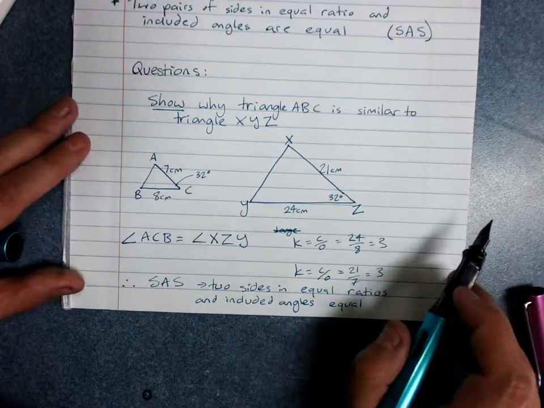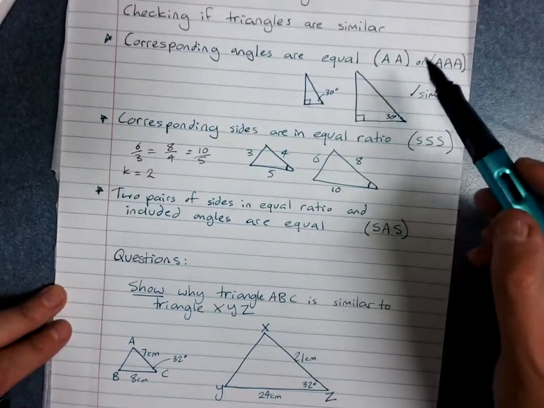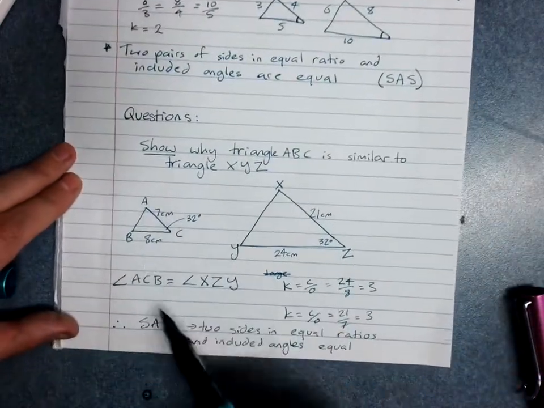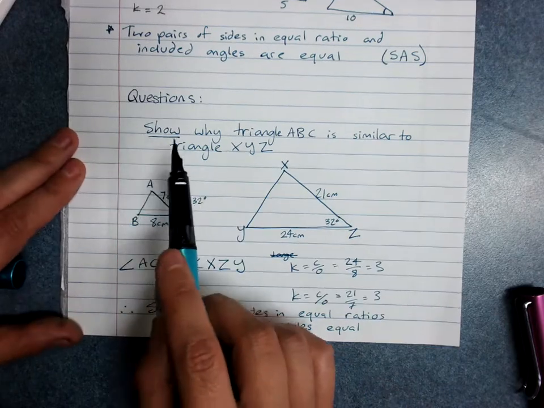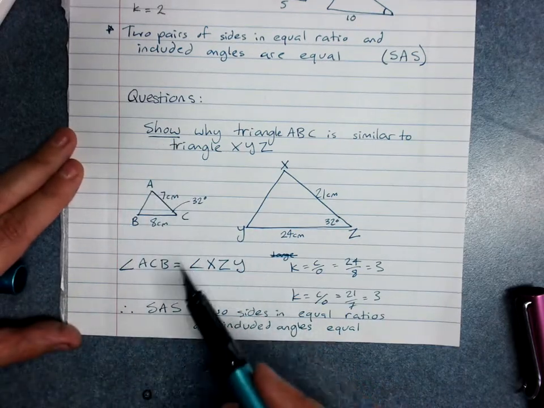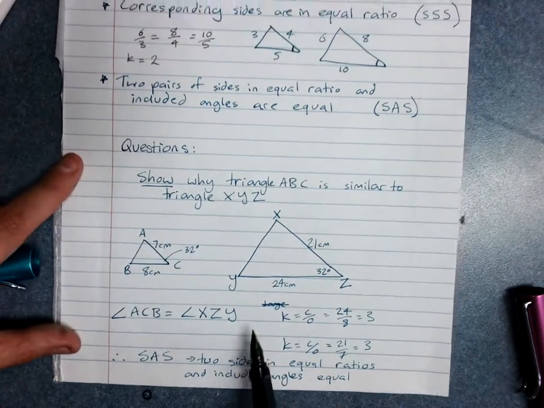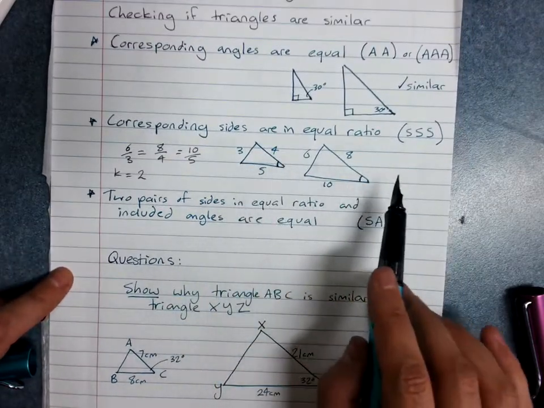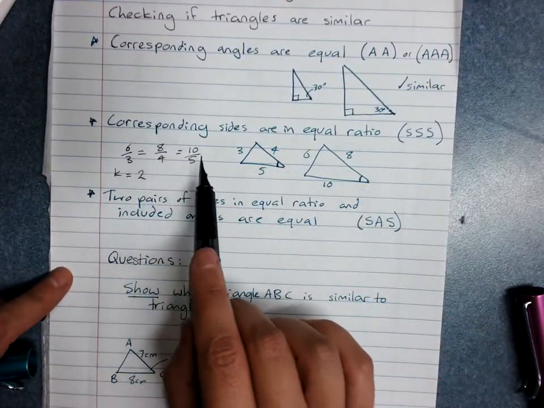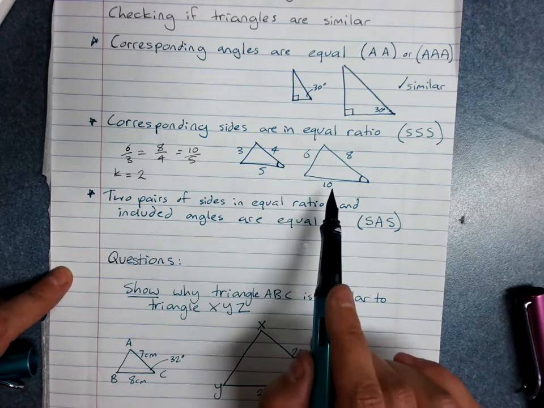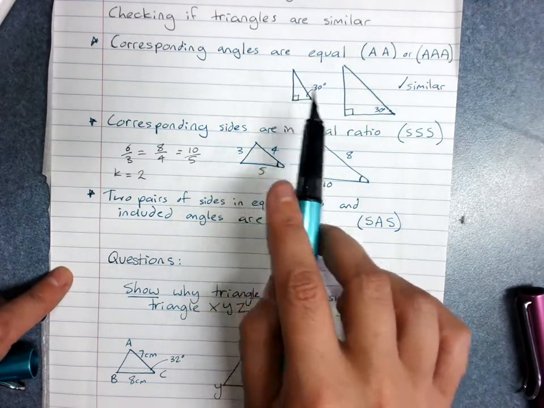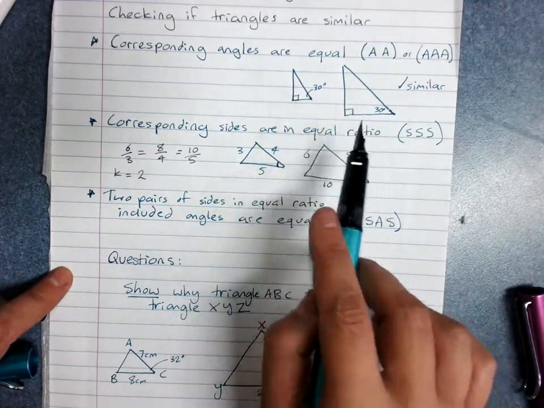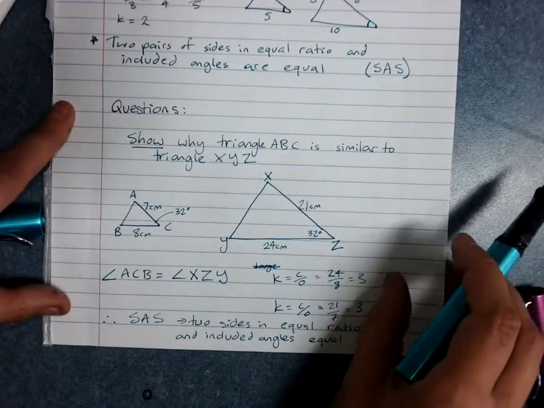Some questions will just ask you to name the condition and then you don't have to go through proving it. But if they ask you to show why, then you need to show it. If you were using side, side, side, you'd show that all three pairs are equal. And if you were using angle, angle, angle, you'd just state that corresponding angles were equal.